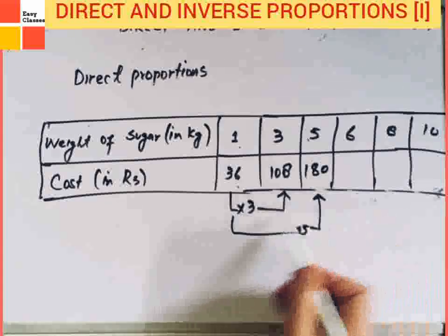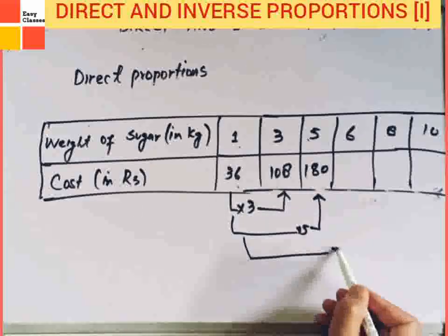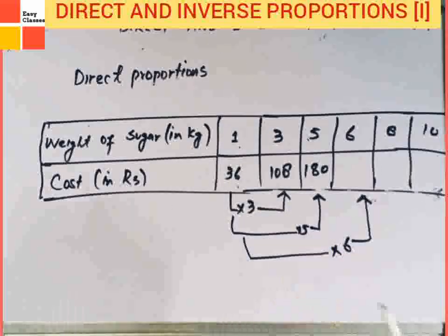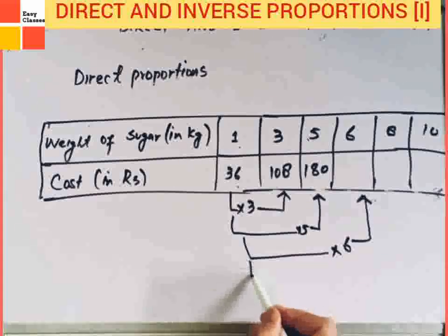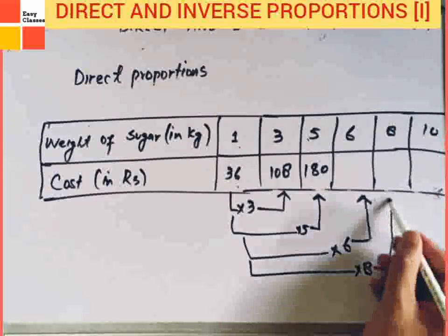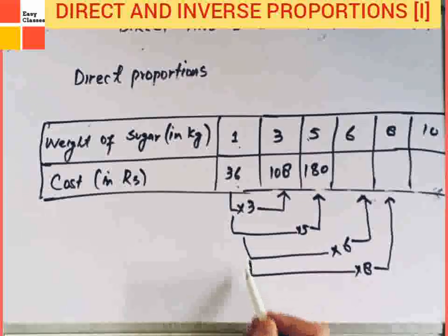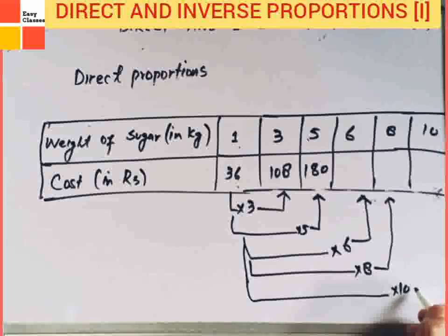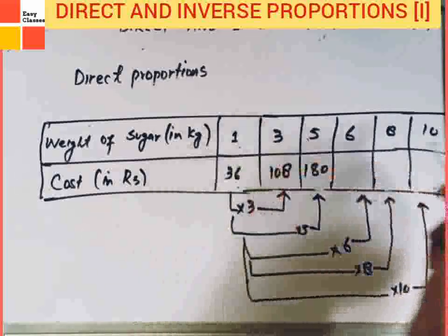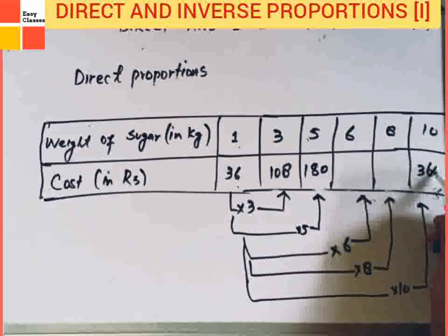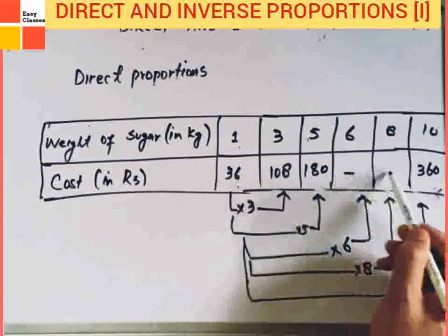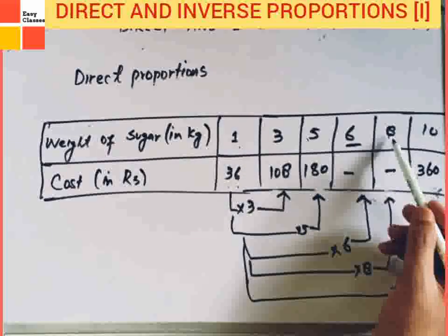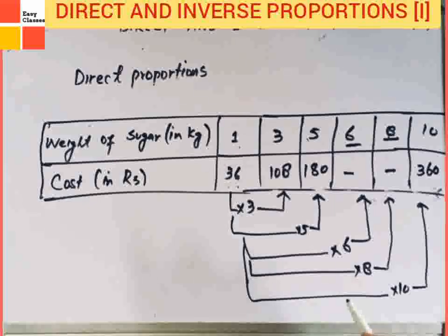Okay, then multiply this by 6, you will get the cost of 6 kg of sugar, right? Then multiply this 36 by 8, you will get the cost of 8 kg of sugar. Then multiply this by 10, you will get the cost of 10 kg of sugar, so that will be 360 rupees. Okay, so you will find these two as well by multiplying 8 with 36, 6 with 36, you will get the cost of 6 kg and 8 kg of sugar, right?